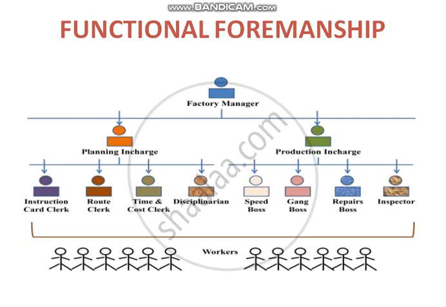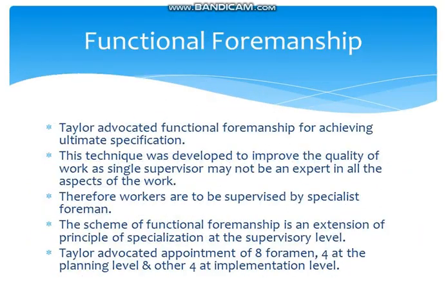The first ones are instruction card clerk, route clerk, time and cost clerk, and disciplinarian, as you can see in the slide under planning in charge. Under production in charge, there are 4 different foremen: speed boss, gang boss, repair boss, and inspector. If a worker faces any problem related to a particular aspect, he will contact that specialist foreman.